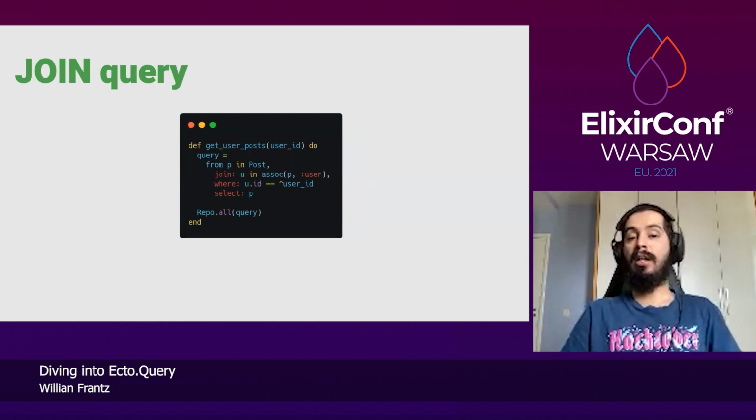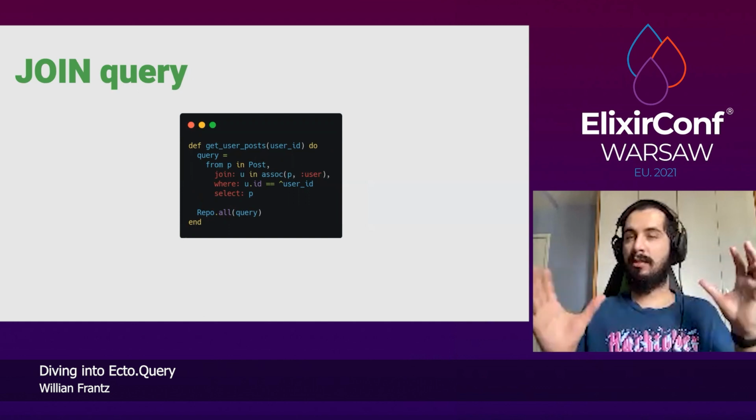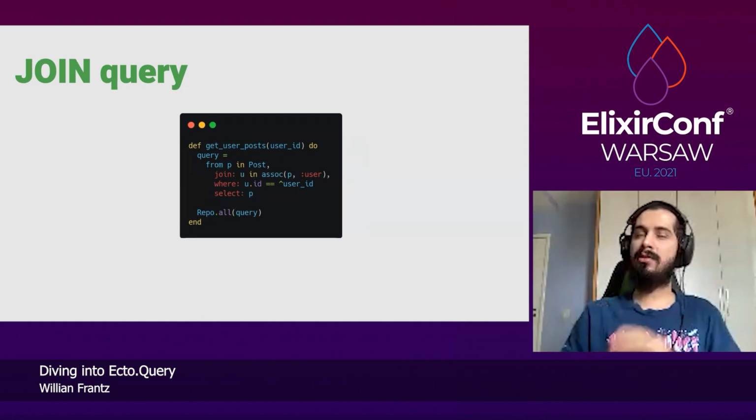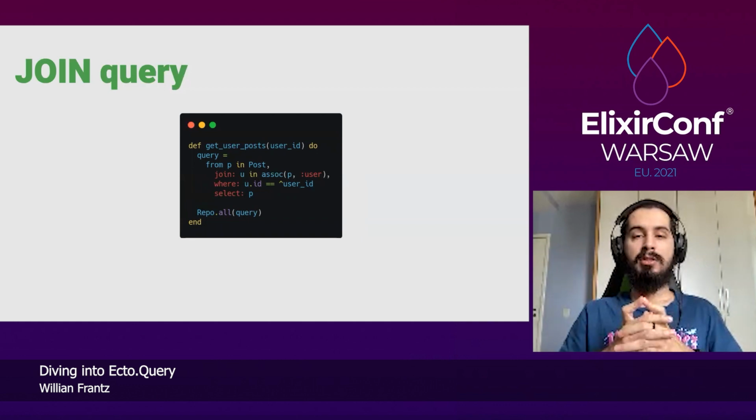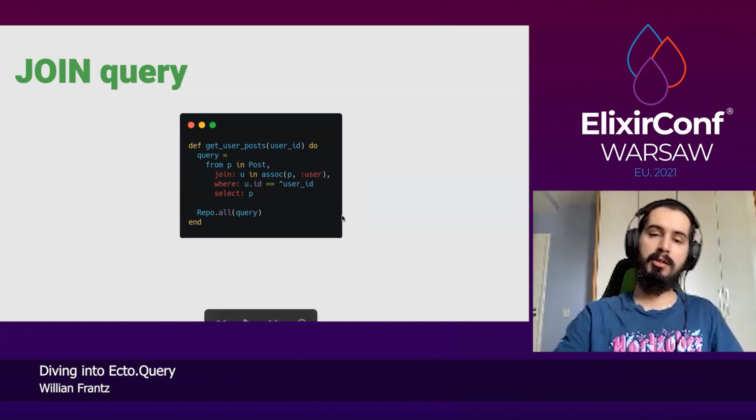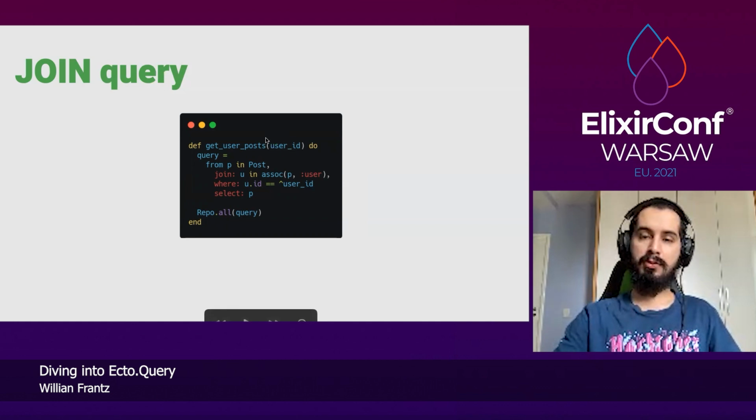So for the next example, let's say we have posts. Let's say the context is that we have users and we have posts, like a blog, for example, and we want to get all the user posts. So I have a user ID being passed in the argument.